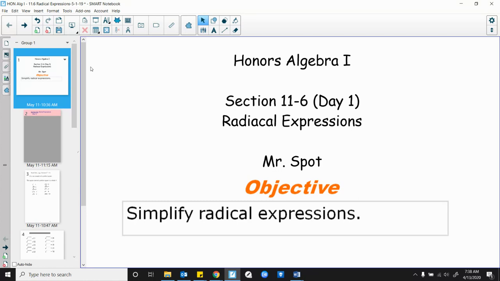Today is going to be section 11.6. I don't have any guided notes for this one, so just take notes as we go. There'll be a worksheet for homework that'll be due on Friday of this week. You've got all week to complete things. Again, this is section 11.6, on radical expressions, and this will be day 1.